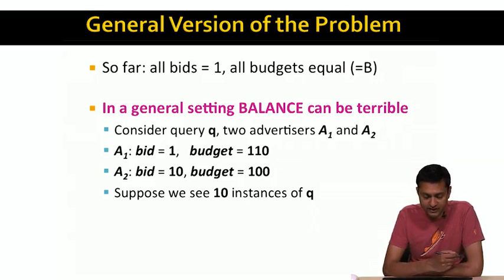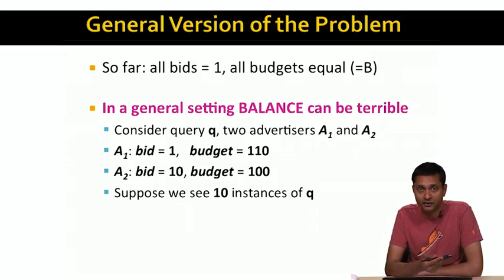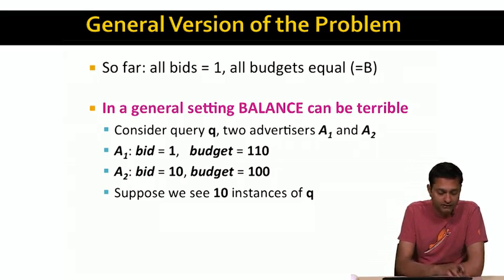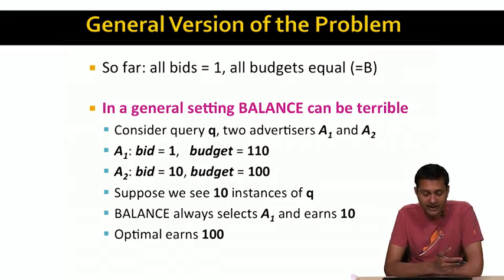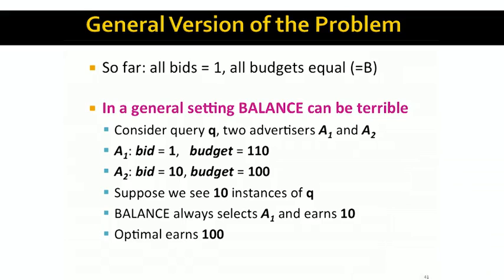When the second query comes in, A1's balance is going to be 109, A2's is going to be 100, so the second query is going to go to A1 as well, and so on. So in fact, we will assign all the first 10 instances of the query queue to advertiser A1. Therefore, the revenue of the balance algorithm in this case is going to be $10. The optimal algorithm, as is obvious in this case, will assign all the instances of the query queue to advertiser A2 and will earn $100. Therefore, the competitive ratio in this case is 10 divided by 100, which is 1 over 10, which is quite terrible.